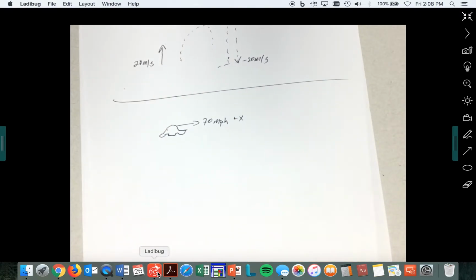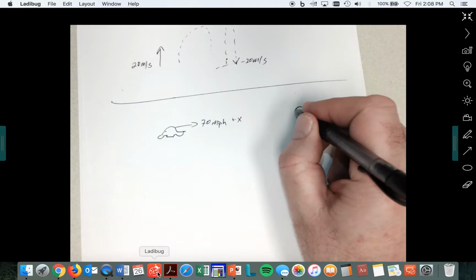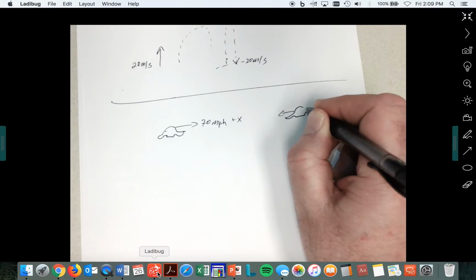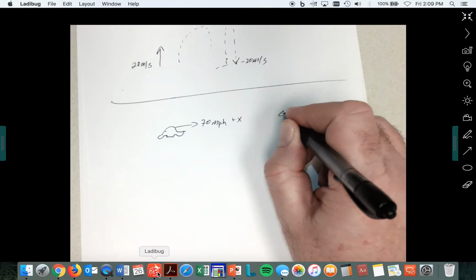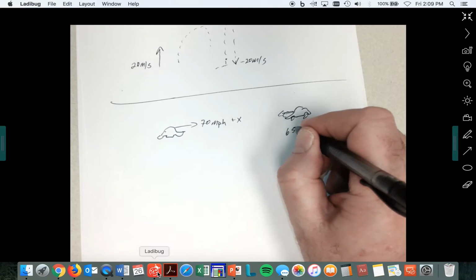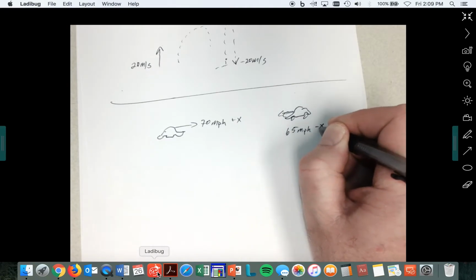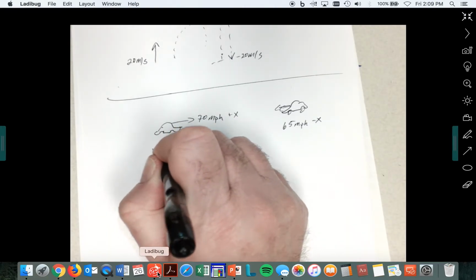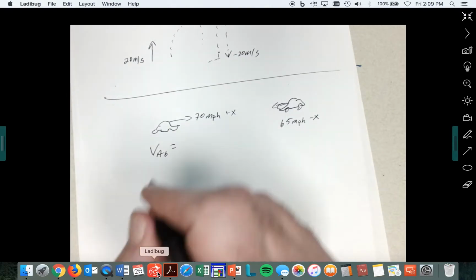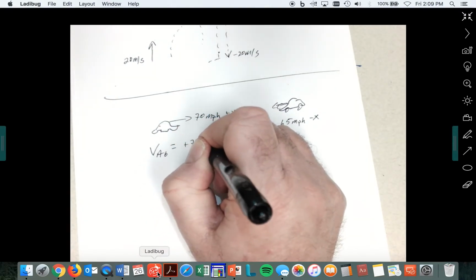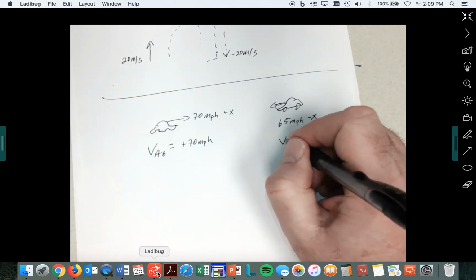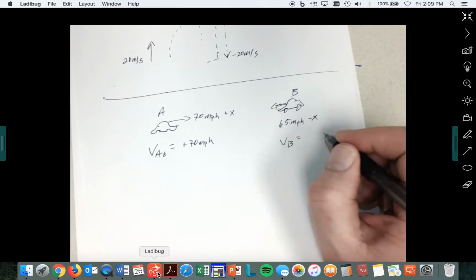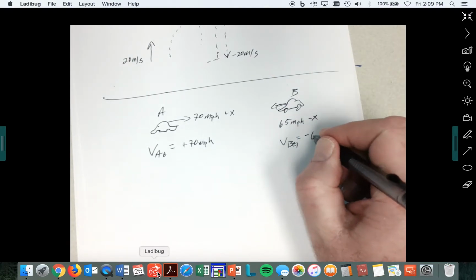Okay. I've got another car approaching. Now they're in different lanes, so they're not going to crash into each other. It's coming this way at 65 miles per hour in the negative x direction. So the velocity of car A to the ground is equal to positive 70 miles per hour. The velocity of car B to the ground is equal to negative 65 miles per hour.